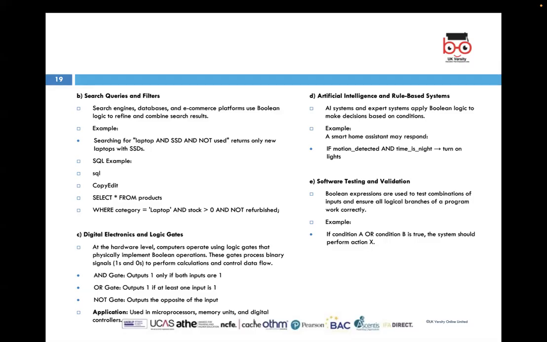These are used in microprocessors, memory units, and digital controllers. Artificial intelligence and rule-based systems: AI systems and expert systems apply Boolean logic to make decisions based on conditions. For example, a smart home assistant may respond: if motion detected and time is night, turn on the lights.